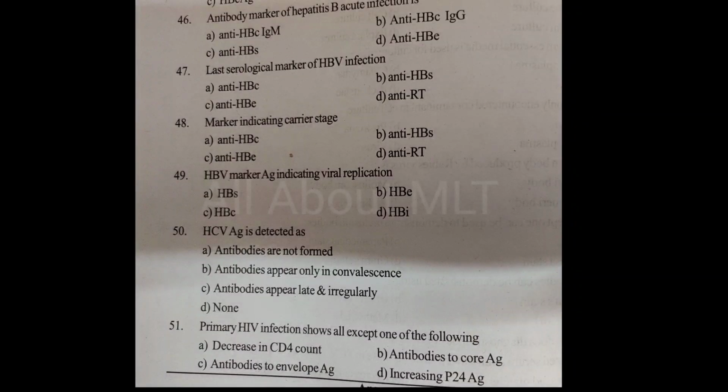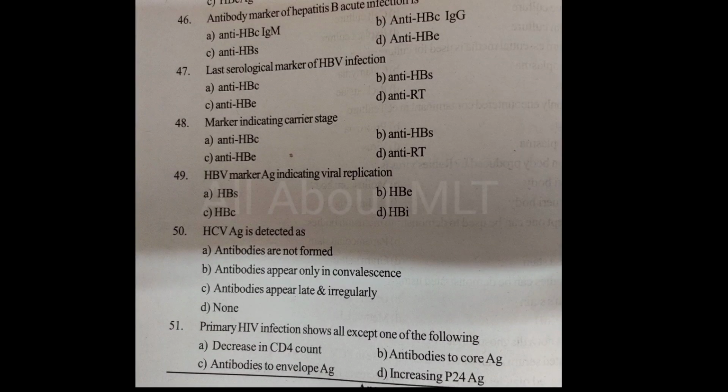Antibody marker of hepatitis B acute infection is option A anti-HBc IgM, option B anti-HBc IgG, option C anti-HBs, option D anti-HBe. Answer is option A anti-HBc IgM. Last serological marker of HBV infection. Option A anti-HBc, option B anti-HBs, option C anti-HBe, option D anti-RT. Answer is option B anti-HBs.